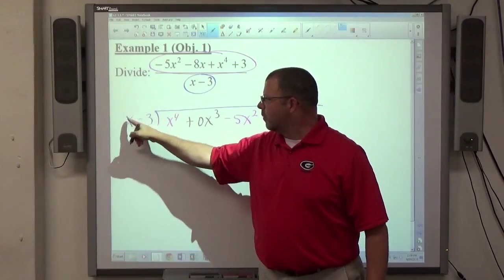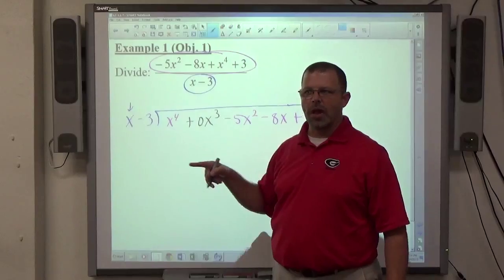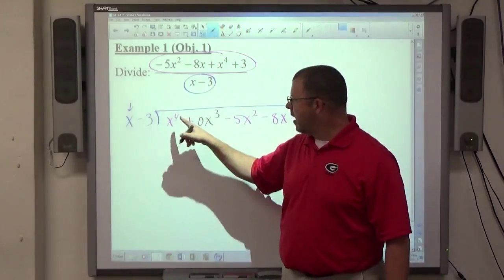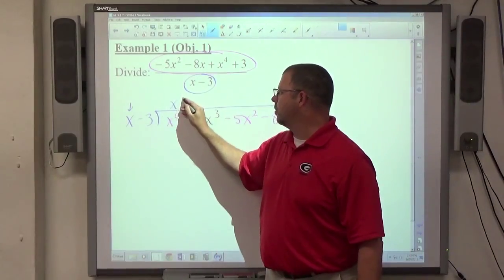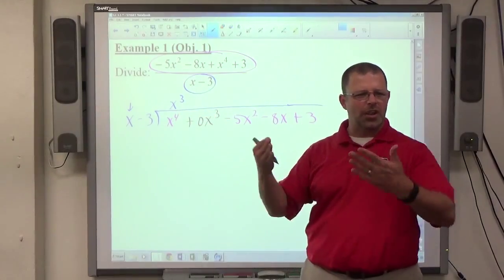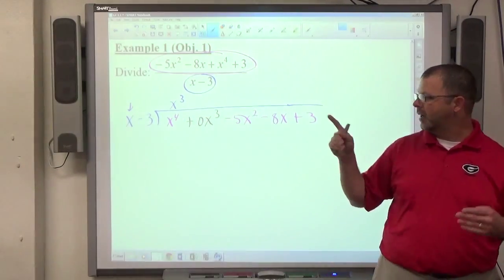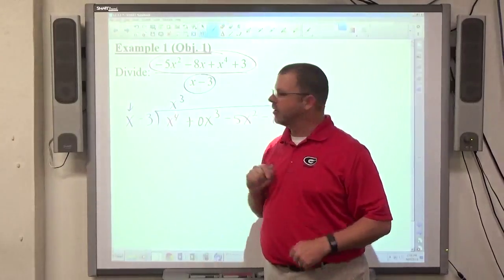Typically we're dividing by x, right? So all that happens is the power of x goes down by 1. So x to the fourth divided by x makes x cubed. It's positive x cubed. Make sure signs are accounted for in the division step. We're dividing a positive by a positive, we get a positive.